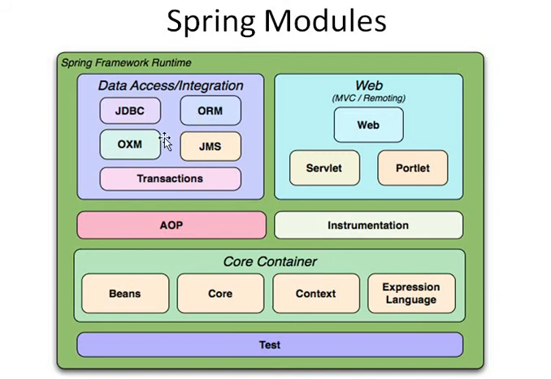The OXM module provides an abstraction layer for using a number of object or XML mapping implementations. The JMS module provides Spring support for the Java messaging service. It contains features for both producing and consuming messages.